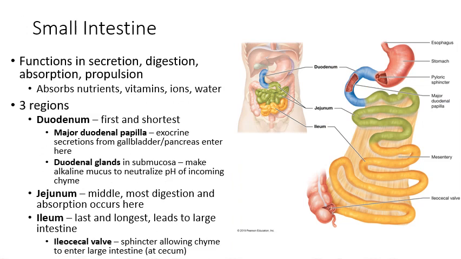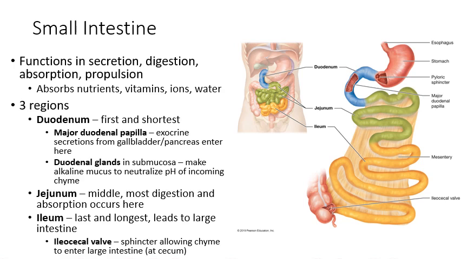Next, you have the small intestine, which has a lot of functions. It functions in secretion, digestion, absorption, and propulsion. So it's accepting this liquefied food called chyme from the stomach, and it's going to further digest it, actually breaking down all the food molecules into their building blocks. So for proteins into amino acids, for carbs into individual sugars.